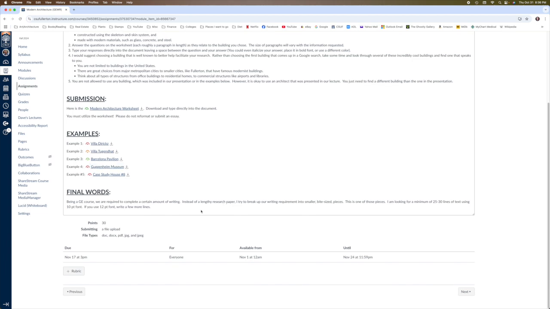And what I'd like to also do, because this is a GE course and this is part of our writing requirement, I don't like to do lengthy research papers, but I would rather have us do these smaller projects. Keep in mind that I'm looking for about 25 to 30 lines of text in 10-point font. If you're using 12-point font, that's fine. Write a few more lines to meet our minimum requirement for writing for this class.